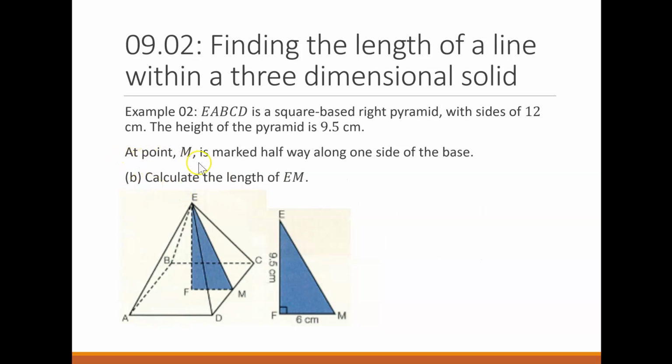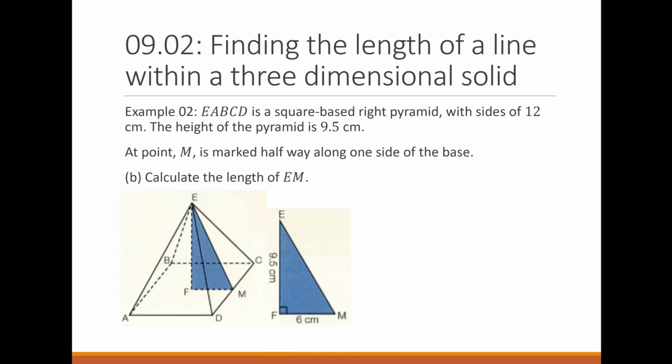The next part says at point M, marked halfway along one side of the base, calculate the length of EM. So here's M. I put it in between there. And I drew a calculation triangle here in blue. So EF, I know, is the height. That's still 9.5. And I said FM is 6.